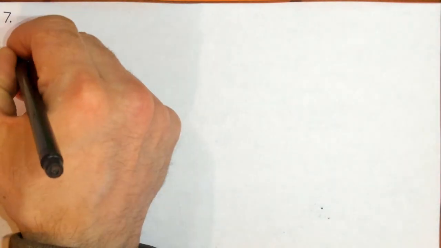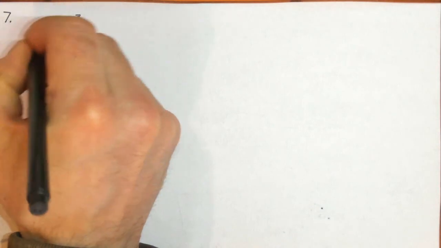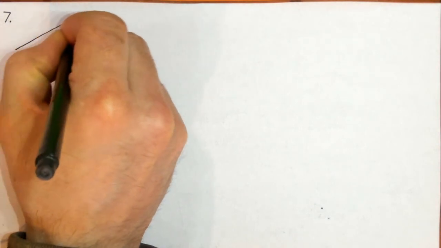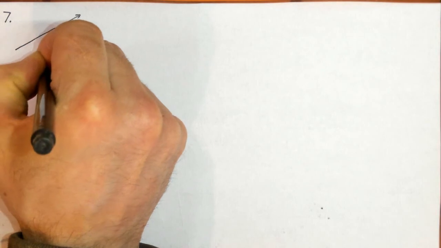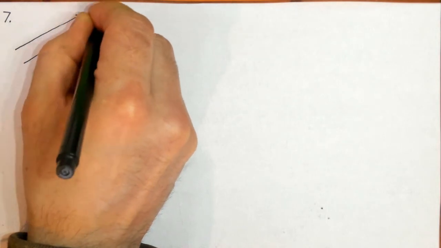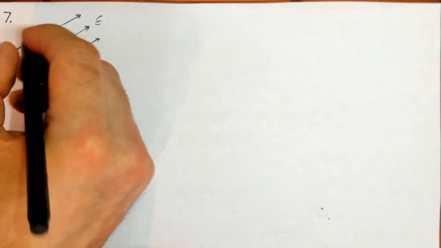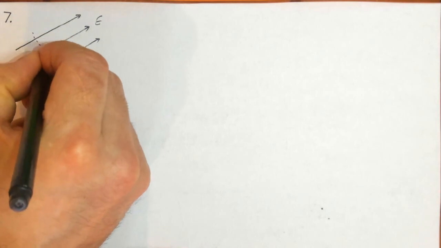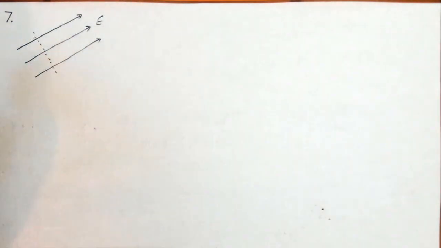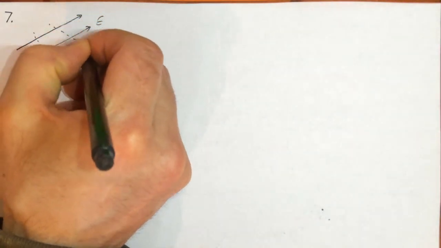Okay, with number 7, we have these field lines. These electric fields are constant and pointing like this. These are all electric field lines. And we have these just dotted lines for reference. They're not something physical there. I'm not saying it's an equipotential line or anything. These are just dotted lines for reference.